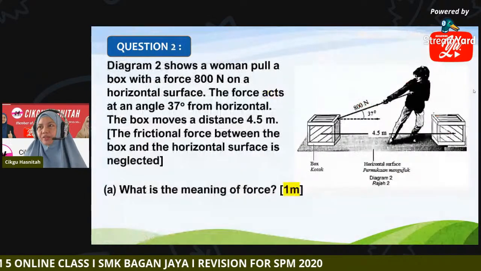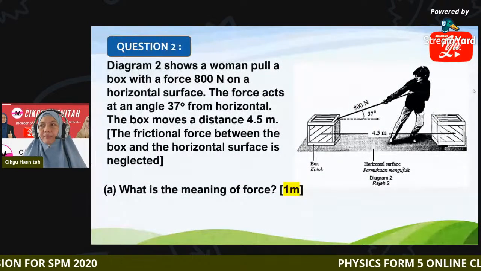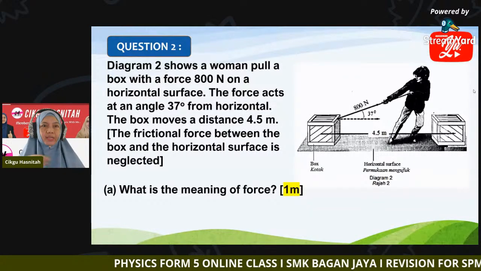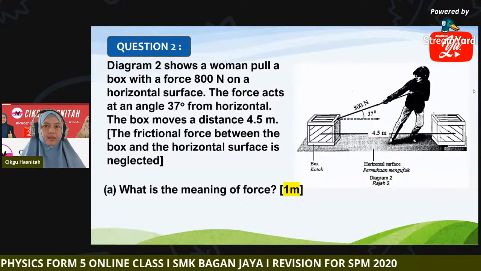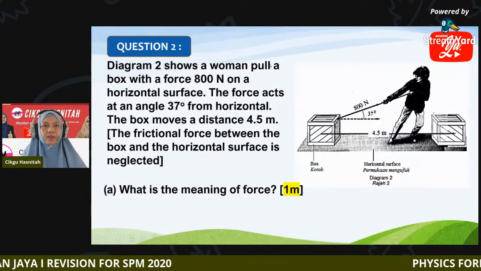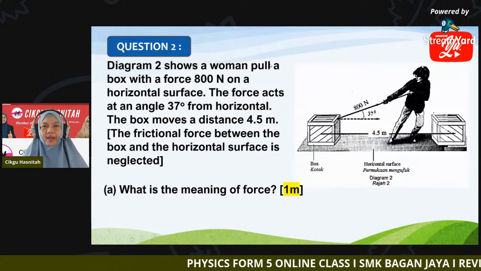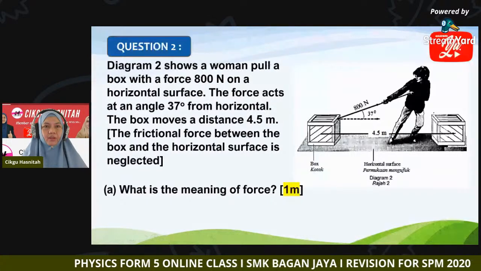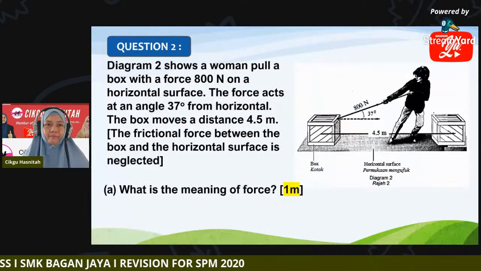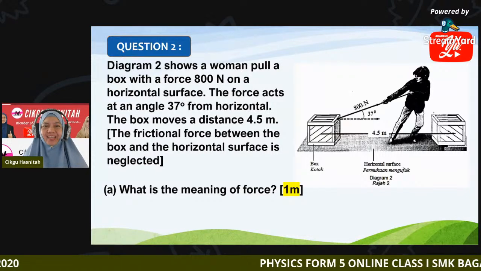Question 2 is on force and motion, chapter 2. Diagram 2 shows a woman pulling a box with a force of 800 Newton on a horizontal surface. And the force acts at an angle of 37 degrees from the horizontal, from the floor. The box moves a distance of 4.5 meter and the frictional force between the box and the horizontal surface is neglected. So we neglect the frictional force. So the first question, what is the meaning of force?